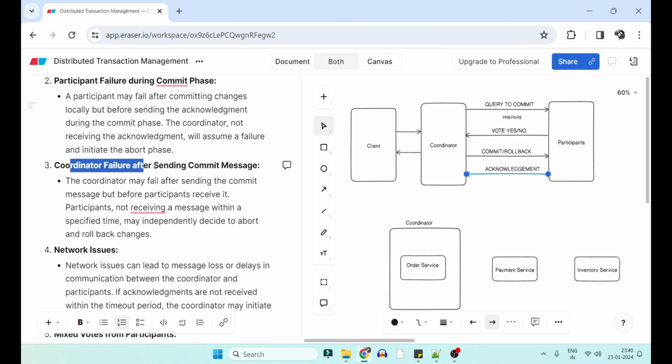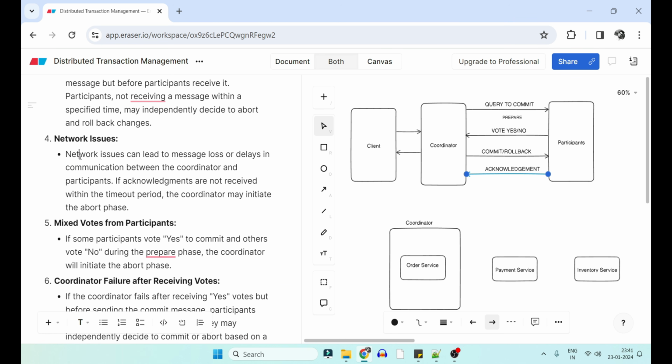The third is coordinator failure while sending the commit message. So these were the cases when a participant failed during the prepare and commit phase. Now the third is the case where the coordinator itself failed. Now payment and inventory service are sitting there idle thinking what to do, whether there is a commit or a rollback. So what they do is they wait for some time, say 2 minutes, and then they say rollback. We are not able to handle your order currently because the order service is down.